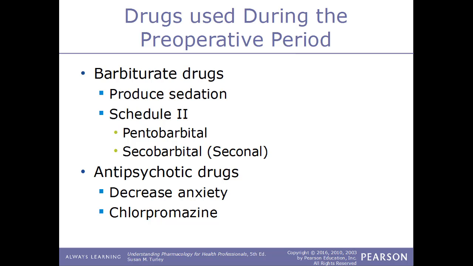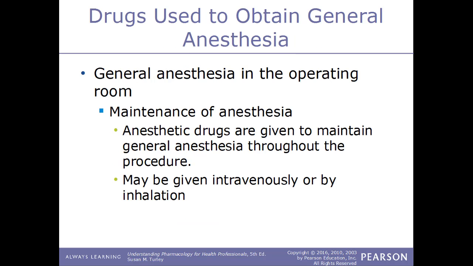Another class of drugs could be given here: antipsychotic drugs. These are given to help decrease anxiety. An example of this kind of drug would be chlorpromazine. Alright, now we'll talk about drugs that are used to obtain general anesthesia.